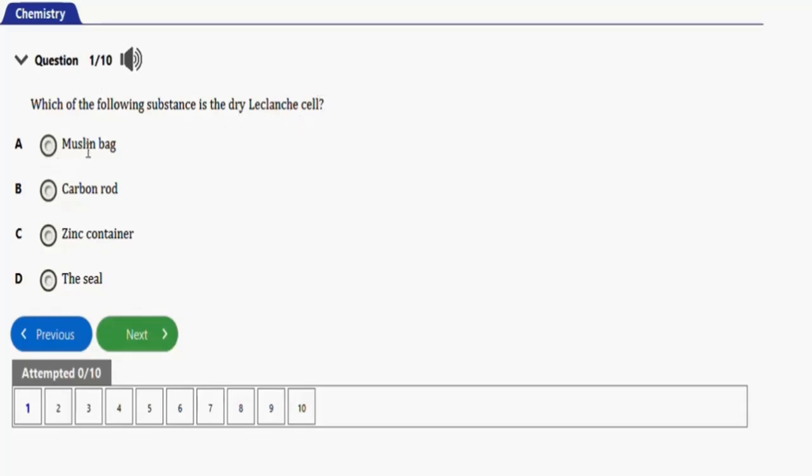We have muslin bag, carbon rod, zinc container, the seal. So the right option for this question is option C, which is zinc container.